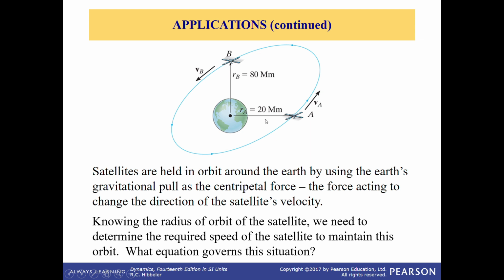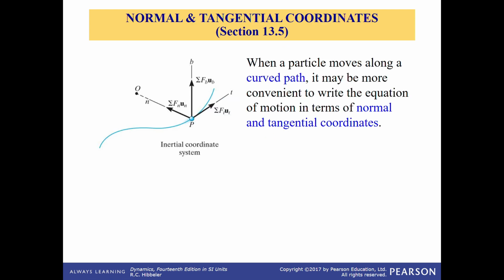Okay, so it means that we need to control VA and VB so that the trajectory is in this elliptic motion. Okay, we say this is elliptic motion. So how could we remain in the position is by controlling the velocity. Okay, this is normal and tangential coordinates.